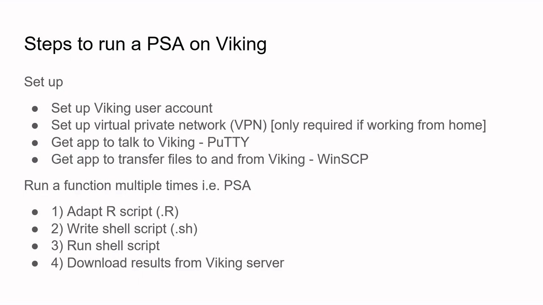But the basic idea, and this is in the user guide, is you set up the Viking user account, and you set up a VPN if you're accessing it from your home rather than in the university. This is important because when I started using it, it was COVID, so it was all work from home, so you needed a VPN to actually get inside the university. And then you need an app, which on Windows is called Putty. This is the way that you talk to Viking, right? I'll show you pictures in a minute, so this won't be too scary.